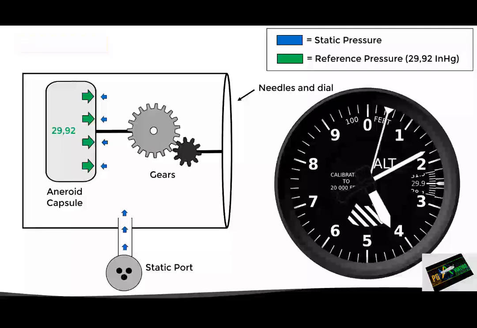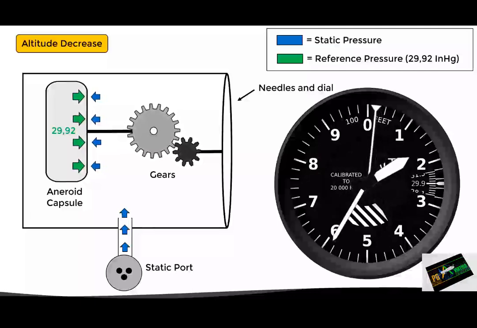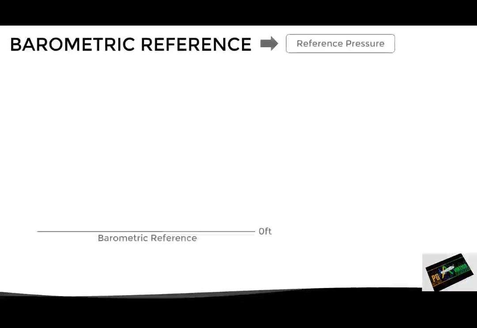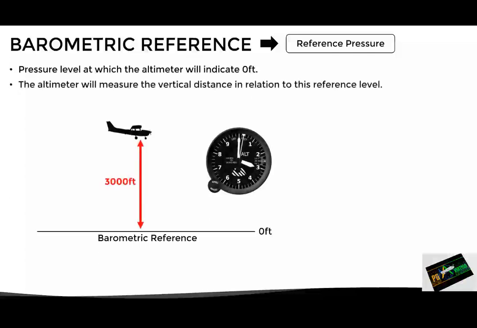On the other hand, if the aircraft starts descending, the static pressure will gradually increase, causing the aneroid capsule to contract again, moving the gears and needles to indicate a lower altitude. So far, we have used 29.92 as the reference pressure at sea level. This pressure is known as the barometric reference, which, as we previously said, is the pressure level at which the altimeter would indicate 0 feet. And all indications will refer to the altitude of the aircraft in relation to this level.